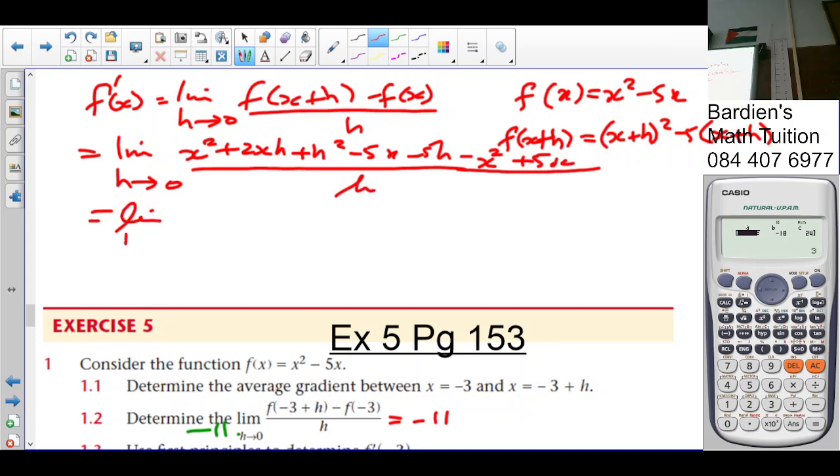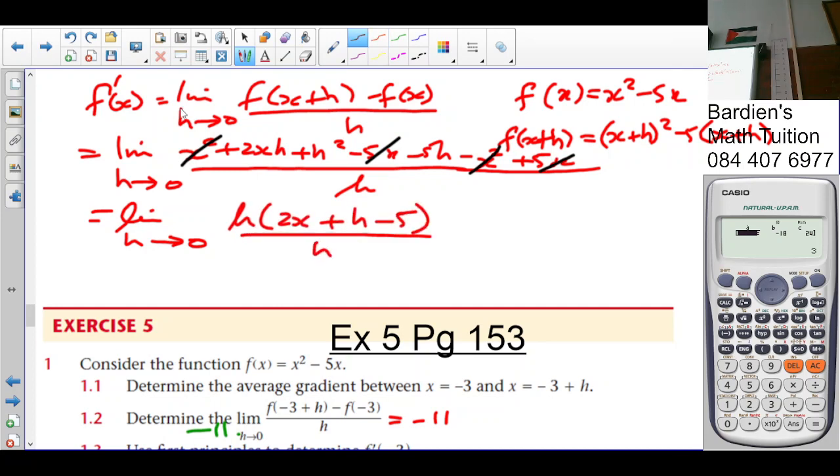So we've got the limit as h approaches 0. This will cancel, it will always cancel in this format. h is a common factor. I'm left with 2x plus h minus 5 all over h. It gives us 0 wherever we see an h, we put a 0. The answer is simply 2x minus 5. Okay.